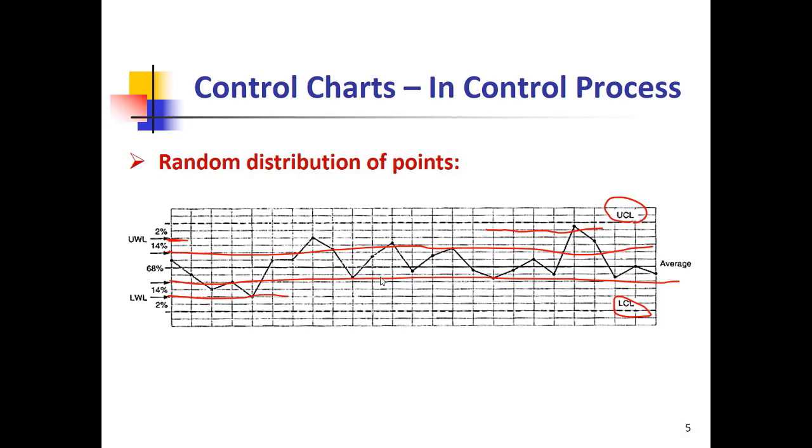So this is what I explained in the previous example, shown here. UWL is the upper warning limit and LWL is the lower warning limit. As I said, it's not important. It's just for you as extra information.